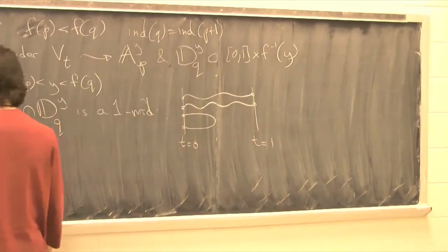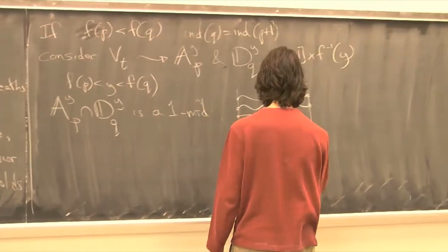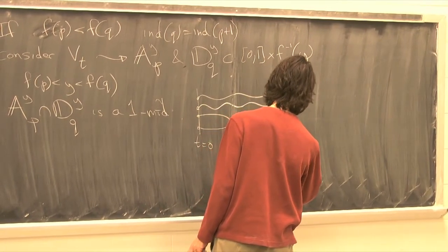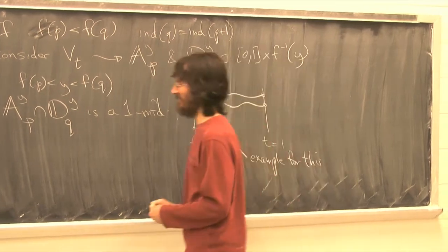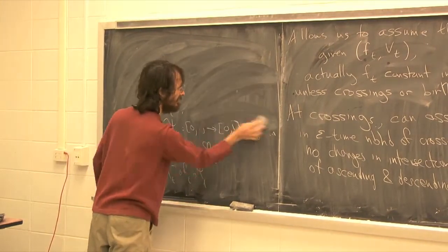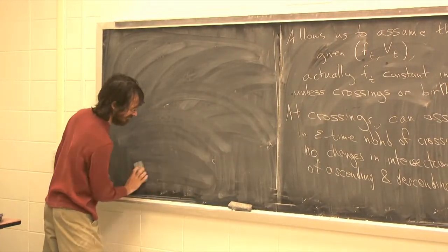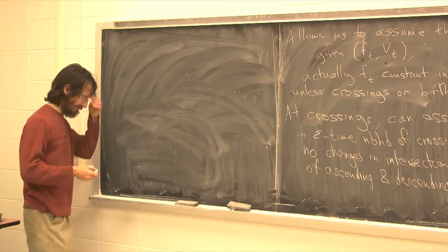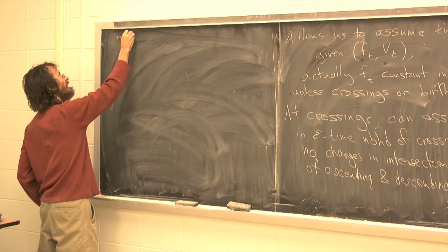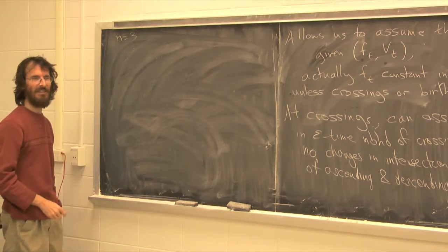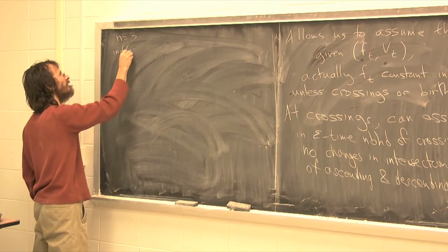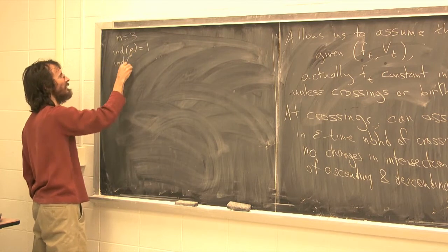Rather than trying to do the full general case, I'll just give you an example, and I think it'll be much clearer. We'll do the example just in, let's do n equals 3 again. So we're going to draw pictures in a 2-manifold, and let's say index of p equals 1, and index of q equals 2.